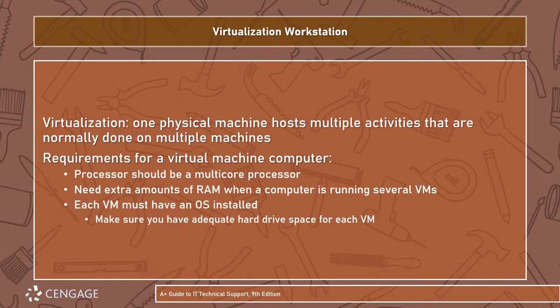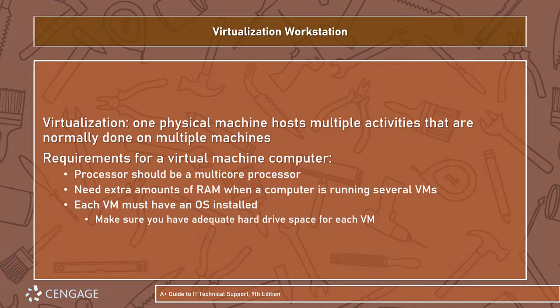Virtualization workstation. This is where one machine physically will host the logical activities of multiple machines. Multi-core processor is an absolute necessity, because when you divide up the activities of these machines, it's nice to be able to say, okay, one CPU core for you, one for you, one for you. If you're using an octa-core system, it's really nice if you can do dual core processing and be able to divvy that up. Extra amounts of RAM when the computer is running several VMs.